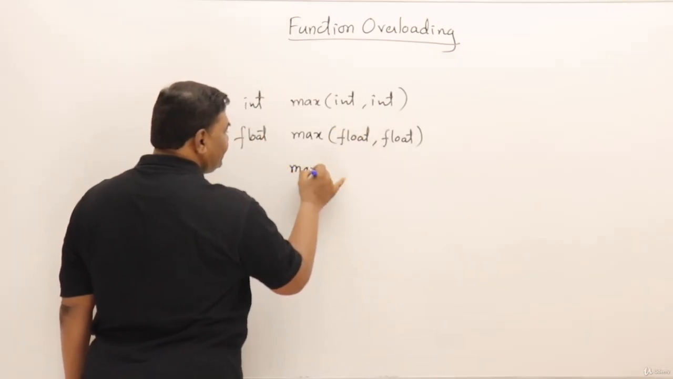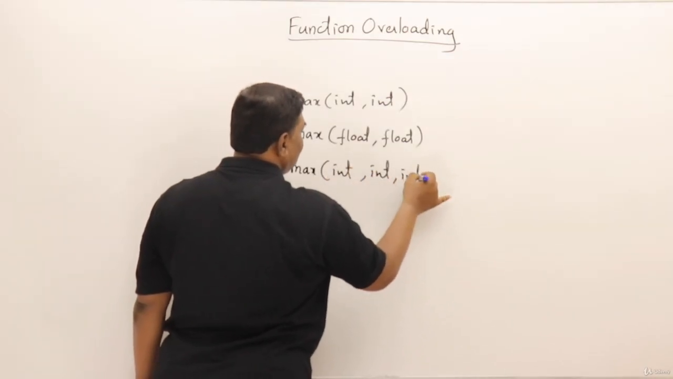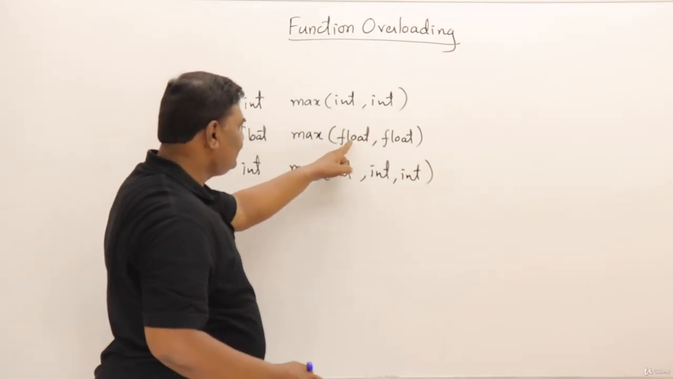Can I have a max function which is taking 3 integers and returning an integer? Yes, it is different from this one because the number of parameters is different.